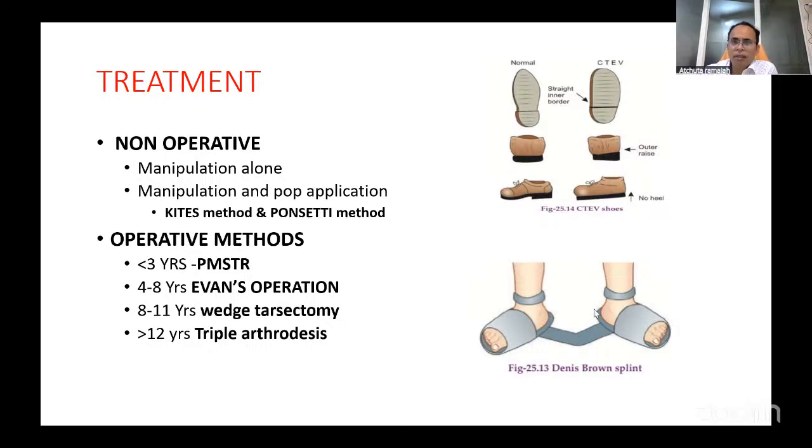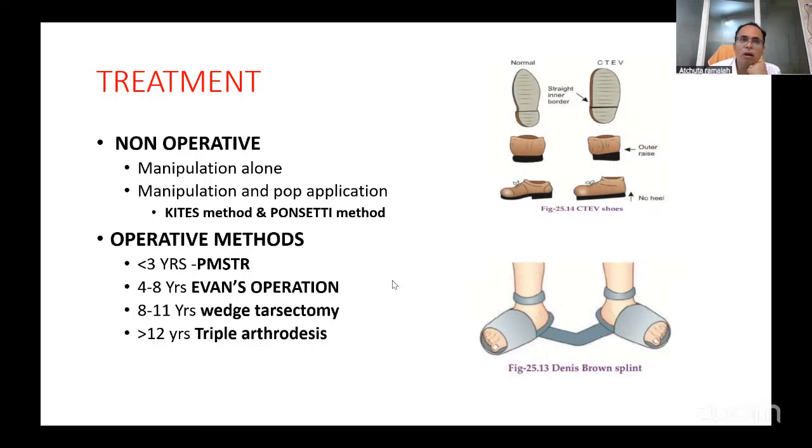After that, the Dennis Brown splint. This splint also has an immobilization bar in between the two feet, because when the baby is sleeping, they will do flexion and kicking, straightening of the legs, which will cause the deformity to recur. So these are the two splints which are used: one is the CTEV shoe, another is the Dennis Brown splint. The Dennis Brown splint can be applied till the baby starts walking, or sometimes up to 1 year also.